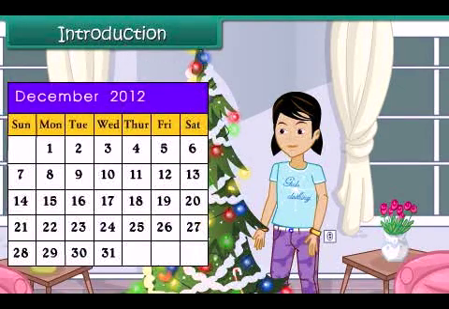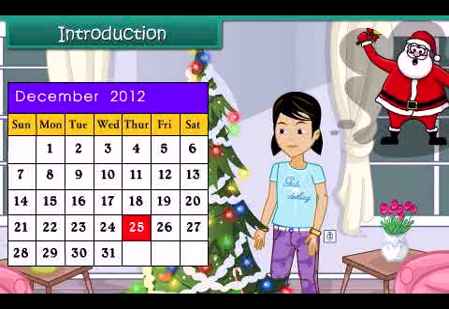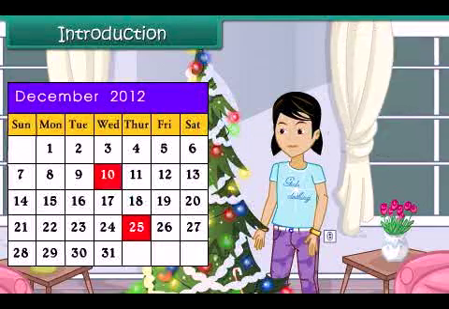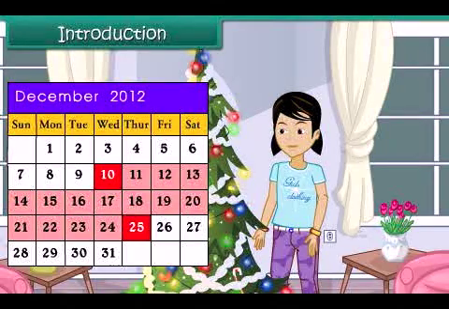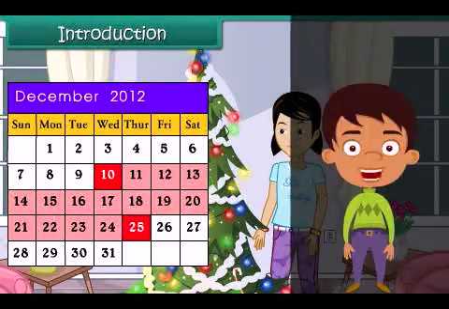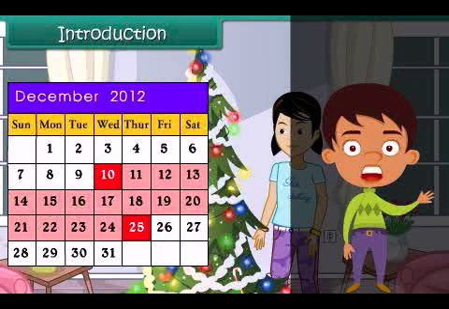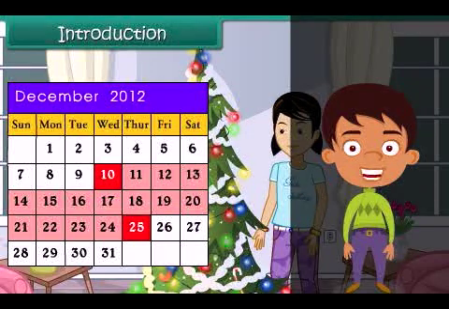It is December month. Anu is excited. Christmas is celebrated on 25th of December and Santa Claus would bring her gifts. Today is 10th of December. Anu is counting the number of days left of Christmas using a calendar. Do you know how to use a calendar? Come along to learn how we count days.